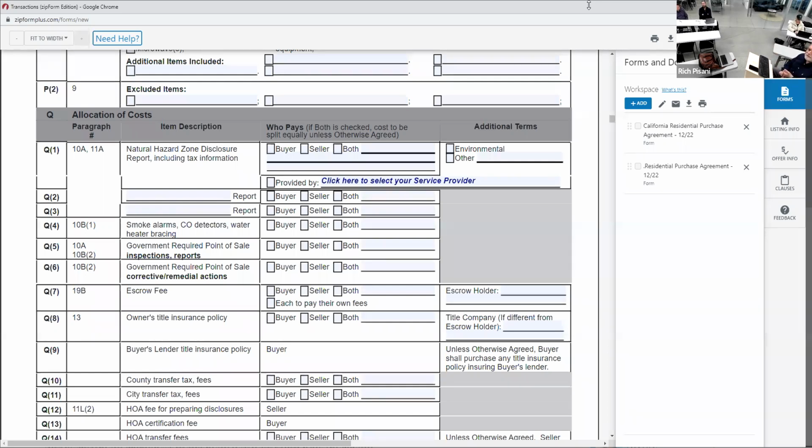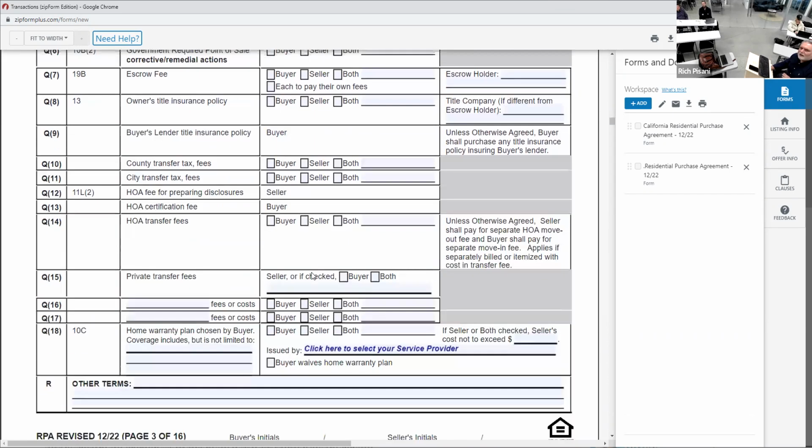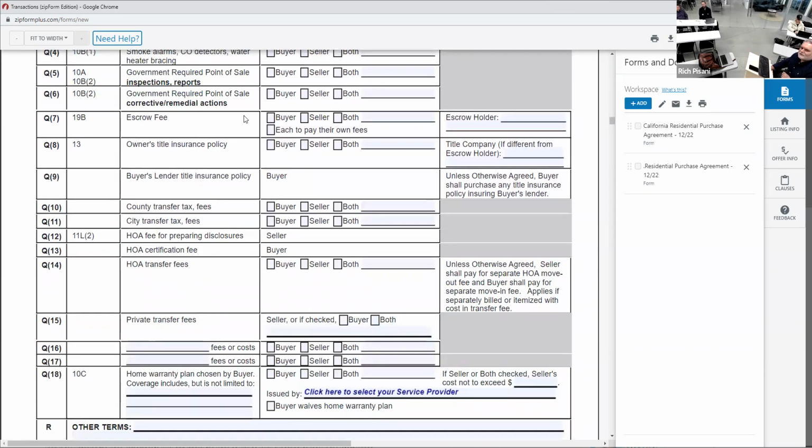Title insurance usually goes to the seller. County transfer tax, city transfer tax, all negotiable, but historically the seller has paid for those.